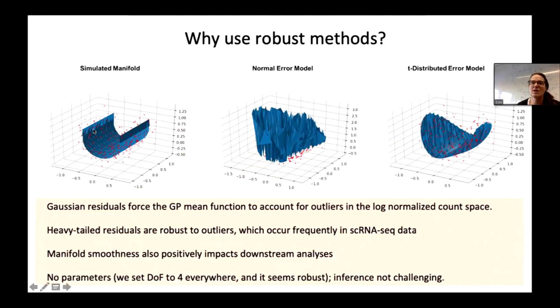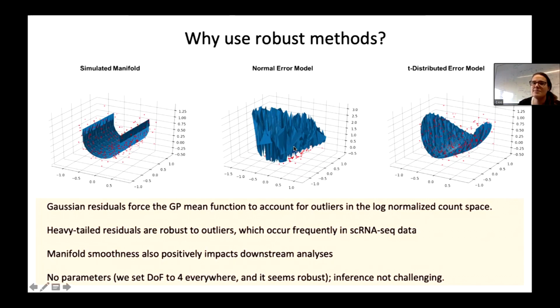So here's a really cartoony version of why we do this, although I have to say these are real data. Real data in the sense of real simulated data, so it's not just a drawing. Here are the red points on this simulated manifold. The manifold looks something like a U shape, a sort of part of a cylinder. And the red points are generated from that manifold with Gaussian error, or actually t-distributed error in this case.